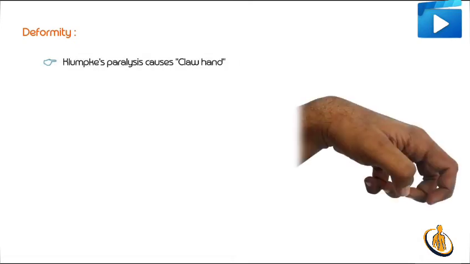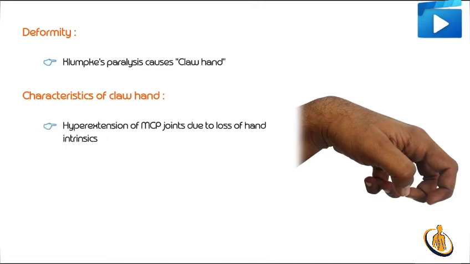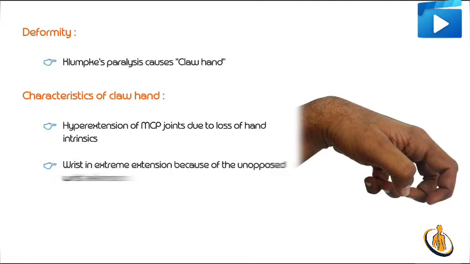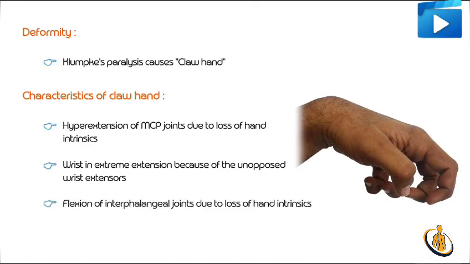It causes claw hand, and the characteristic features of the claw hand, as you can see over here, are hyperextension of the metacarpophalangeal joint due to the loss of hand intrinsics, and the wrist in extreme extension because of unopposed wrist extensors, and flexion of the interphalangeal joints, mainly due to loss of hand intrinsics. In Klumpke's palsy, one may see Horner syndrome. That is, Klumpke's palsy is mainly associated with Horner syndrome if the injury is proximal to T1.